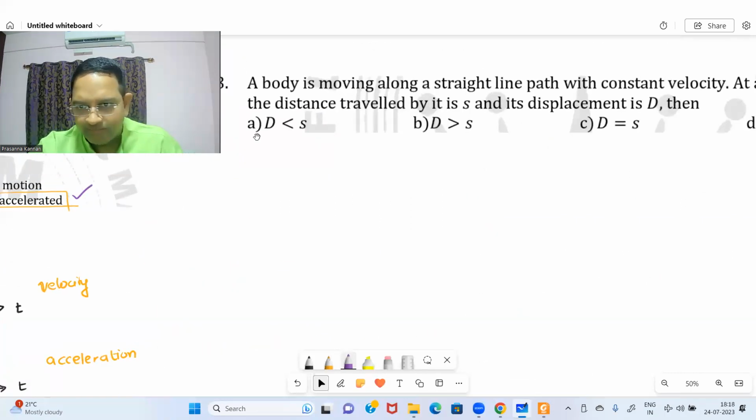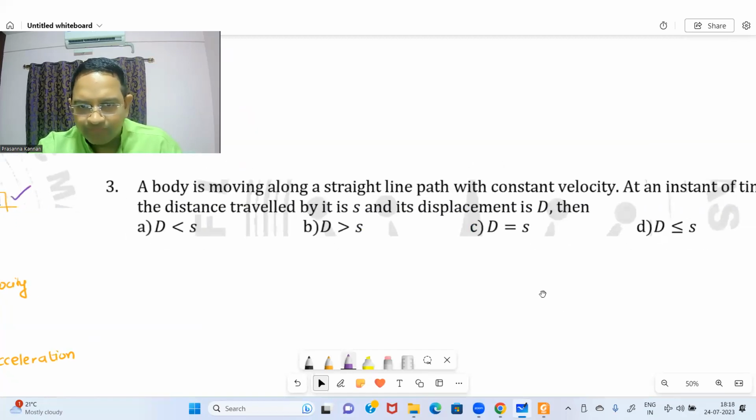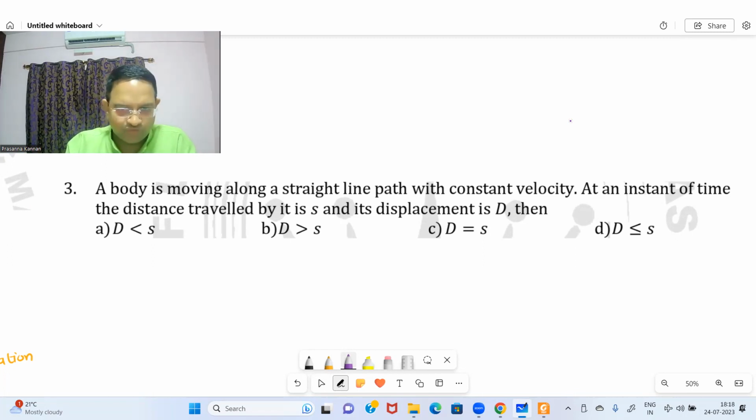Okay, let's look at the next question. Are you able to see the question? Yes, sir. A body moving along a straight line path with constant velocity. At an instant of time, the distance traveled by it is s and the displacement is d. Then which of the following is true?